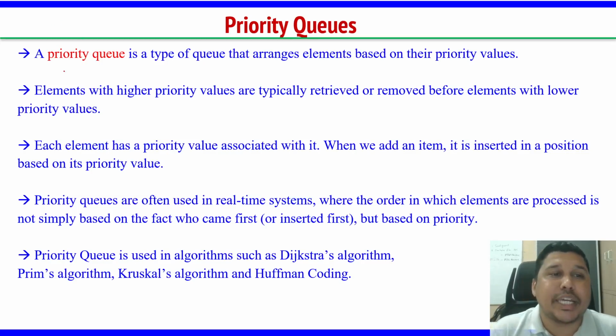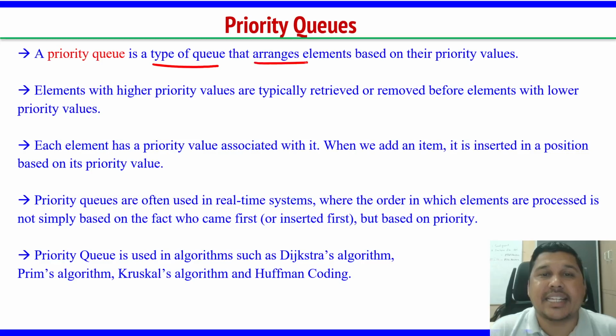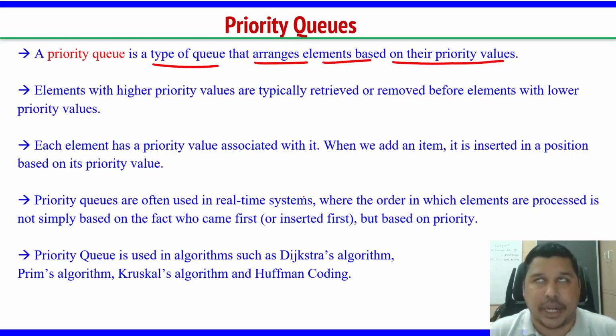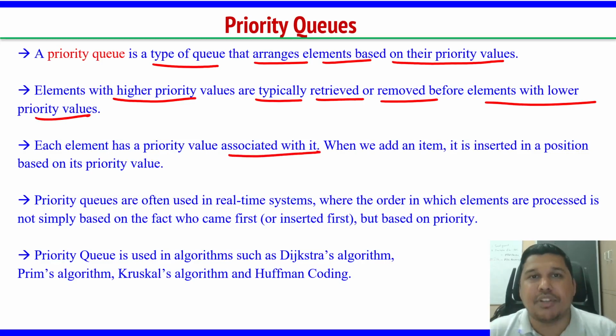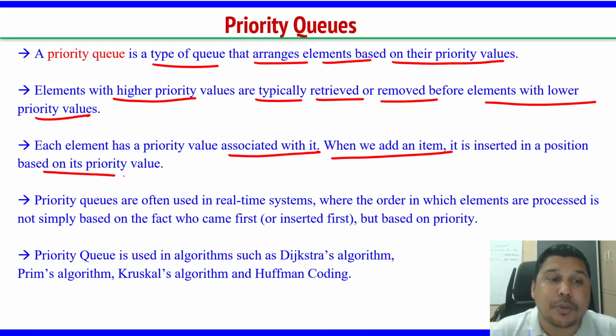So priority queue is a type of queue that arranges the elements based on their priority values. Elements with higher priority values are typically retrieved or removed first before the elements with lower priority. Each element has a priority value associated with it. Every element being inserted into the queue will have a priority value. When we add an item, it is inserted in a position based on its priority value.